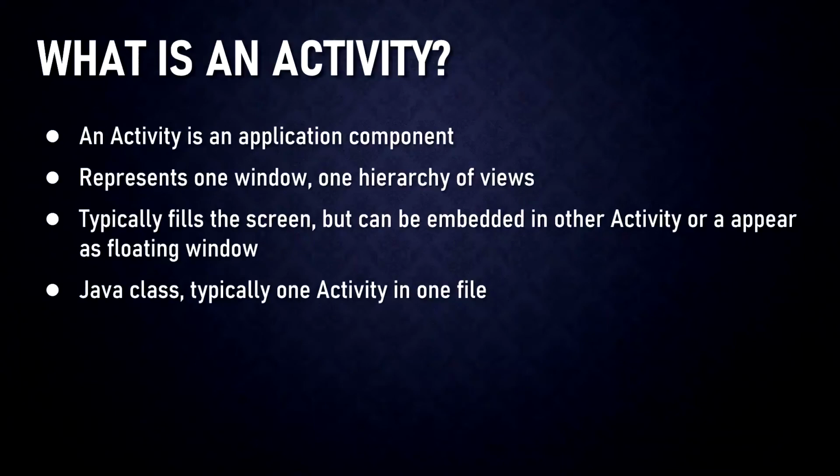An activity is one of the application components we use in our app development. It can represent just one window, or it can also be a hierarchy of views. It can typically fill the whole screen, or it may appear as a floating window in your app. In a Java class, typically one activity is defined in one file. You can't have more than one activity in one file, so you only define one activity in your Java class.